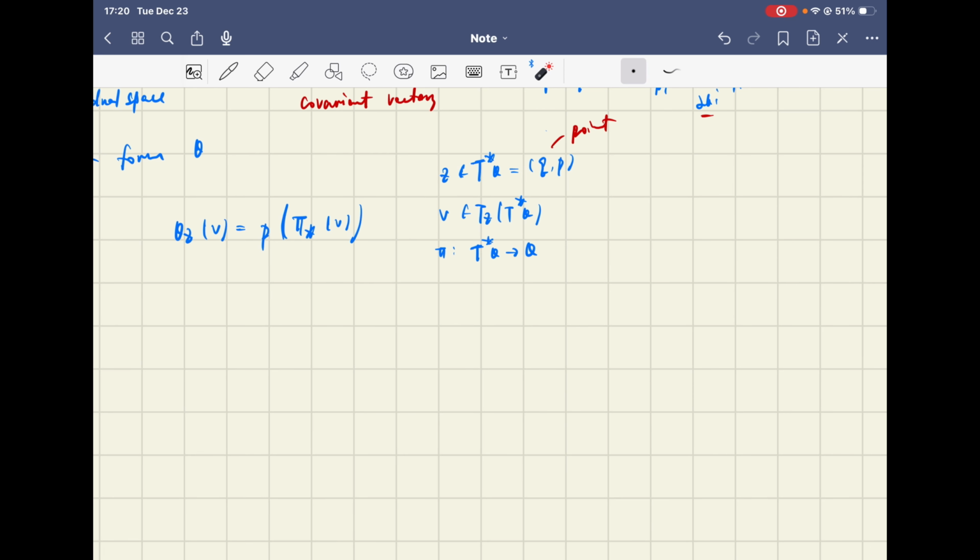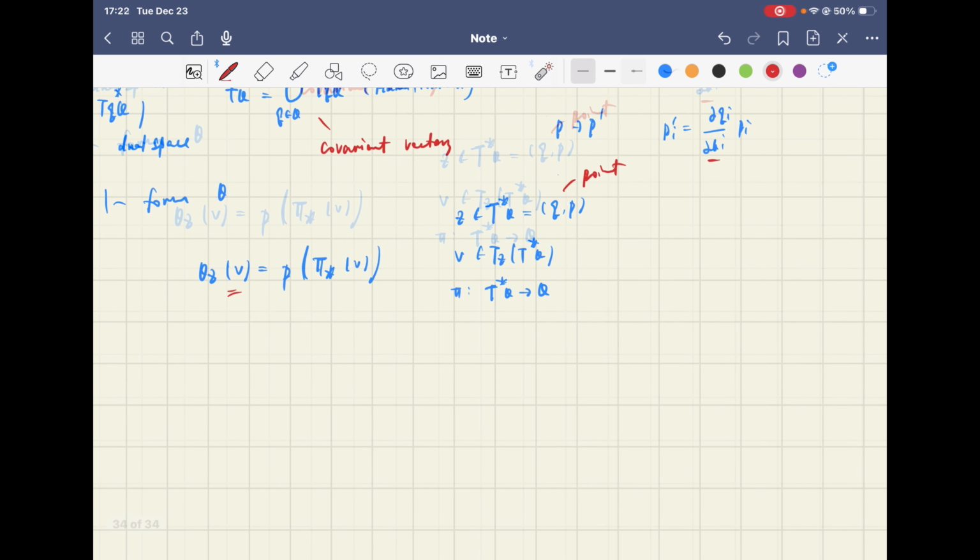Yes, it's called T, and it has TZ and cotangent bundle. Okay, so far we already know what the 1-form takes in, and then we now move on to the right side of the definition. So the first thing we use is something called pi.